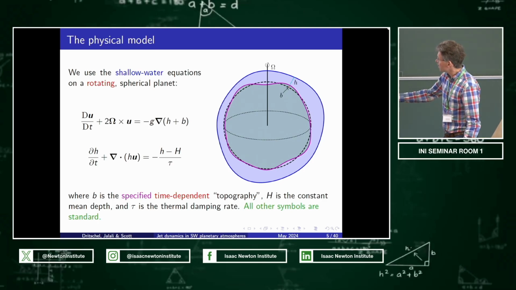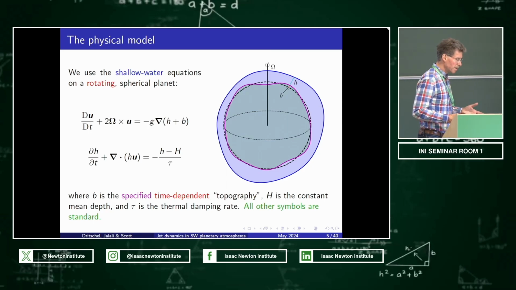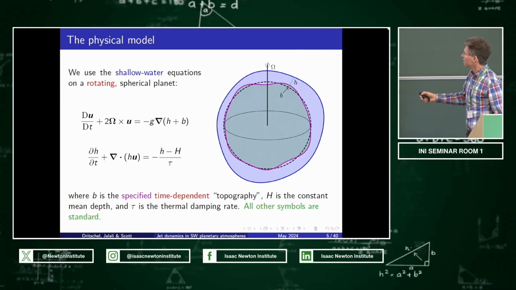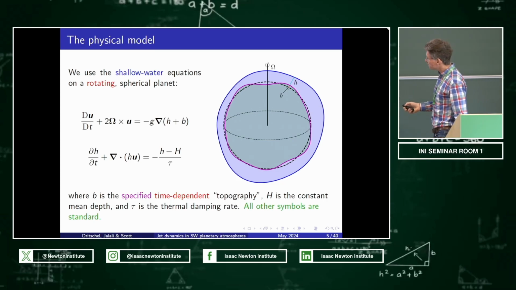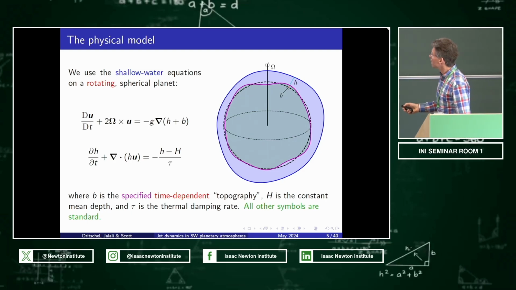In the height equation, we also introduce thermal damping. This is a big difference from the previous talk where there was Ekman or Rayleigh damping, a very different kind of mechanism for damping. Here, the thermal damping is considered more realistic for the deep atmospheres of Jupiter, Saturn. So we're going to use the thermal damping like Scott and Polvani did and others in shallow water simulations before.